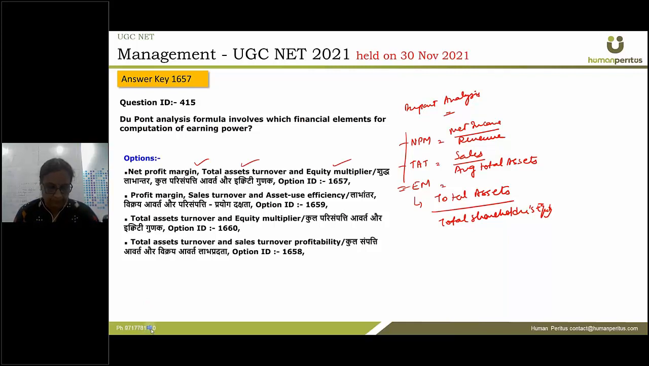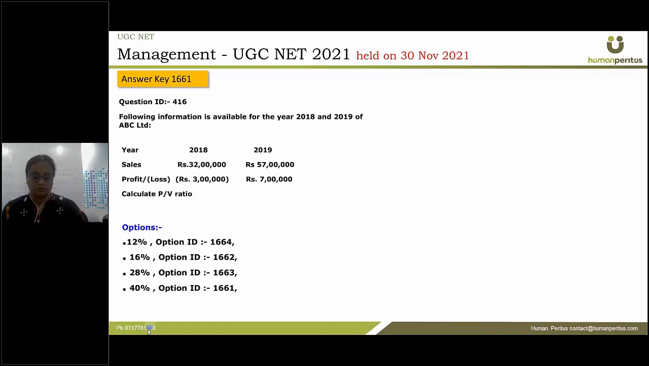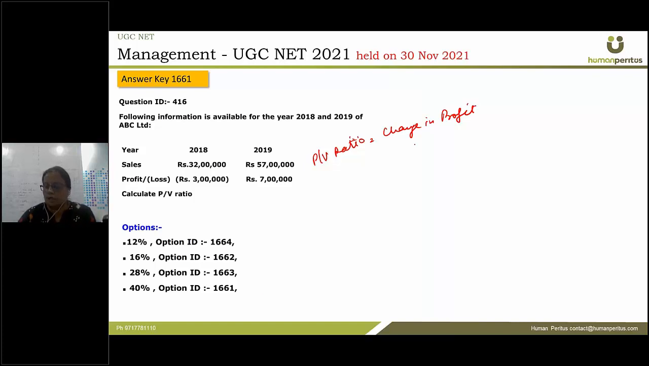Okay. Next. Now in this next question, information of ABC Limited for two years, 2018 and 2019, is given, in which sales and profit related information is given, and we need to calculate PV ratio. Okay, so this is again a very simple question. What actually is PV ratio? PV ratio is nothing but change in profit over the 2 years, divided by change in sales, into 100. So this is a very simple formula to calculate PV ratio.